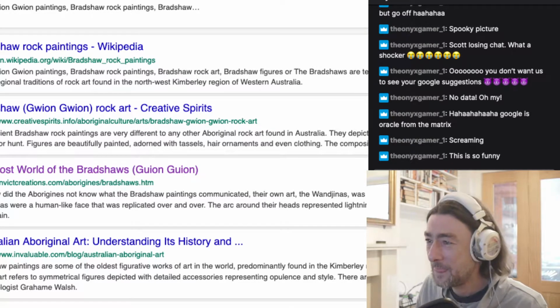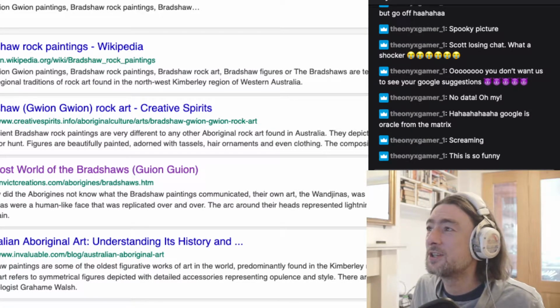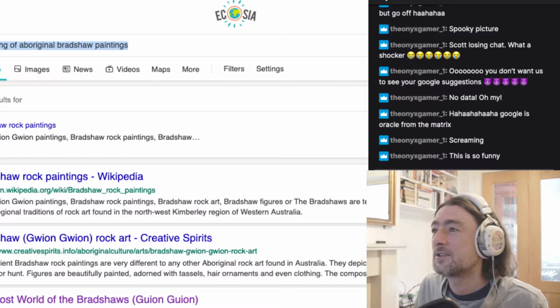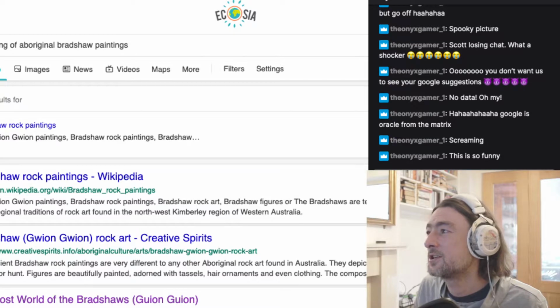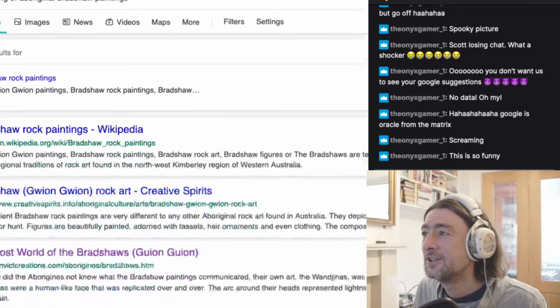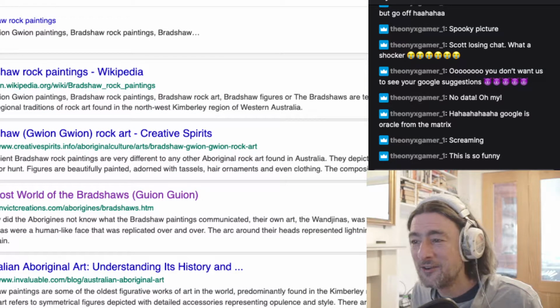Right. That was Google for us. Google tried to rip us off, didn't it? Smelly old Google. So we're going to Ecosia, and we're asking Ecosia, 515 trees I've planted. We're going to look for the Bradshaw rock paintings through the prism of Ecosia. We're getting nowhere. Oh, wait, we're getting nowhere.